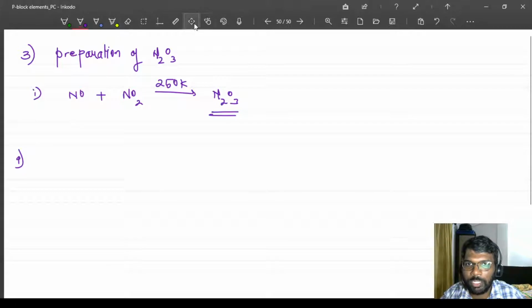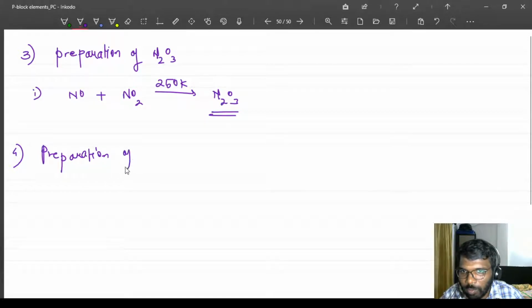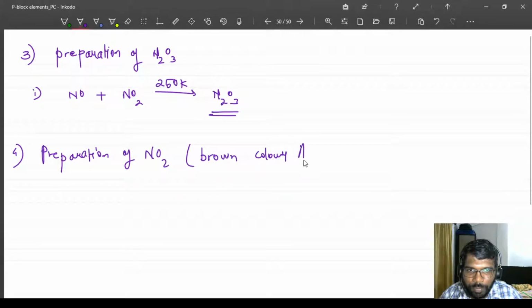The next oxide is where the oxidation state of the nitrogen is +4. That is the preparation of NO2. Okay, so it is a brown color acidic gas, brown color acidic gas.